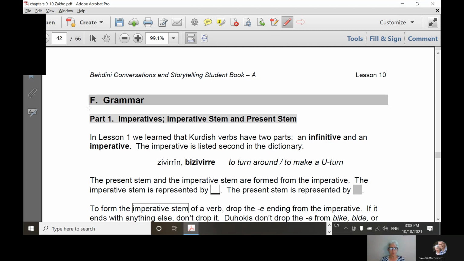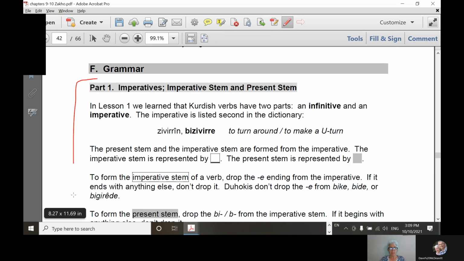So in part 1, the first thing we're going to do is learn about imperatives, the imperative stem, and the present stem. Back in lesson 1, we learned that Kurdish verbs have 2 parts, an infinitive and an imperative. The imperative is listed second in the dictionary. So if your verb is to turn around or to make a U-turn, zivarin bezivara, bezivara is the imperative. And that's what we're going to be working with in this lesson.